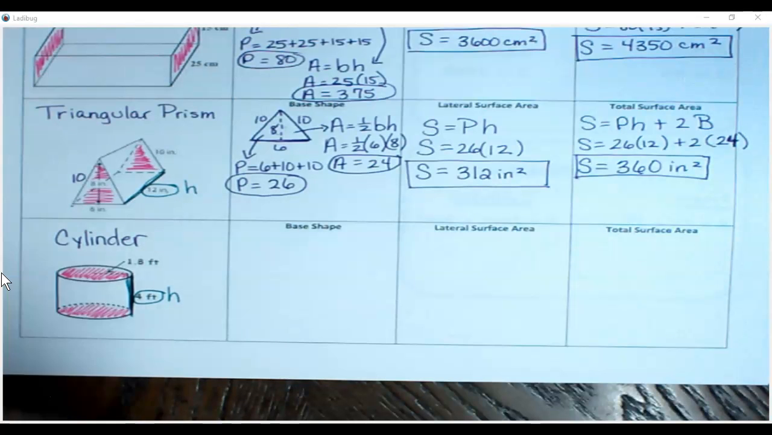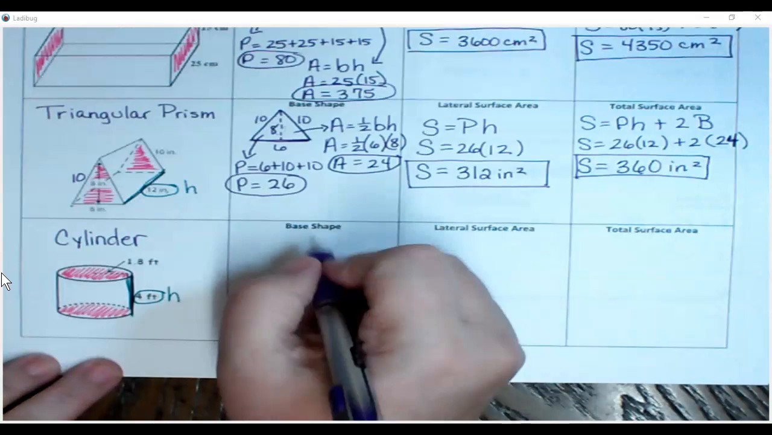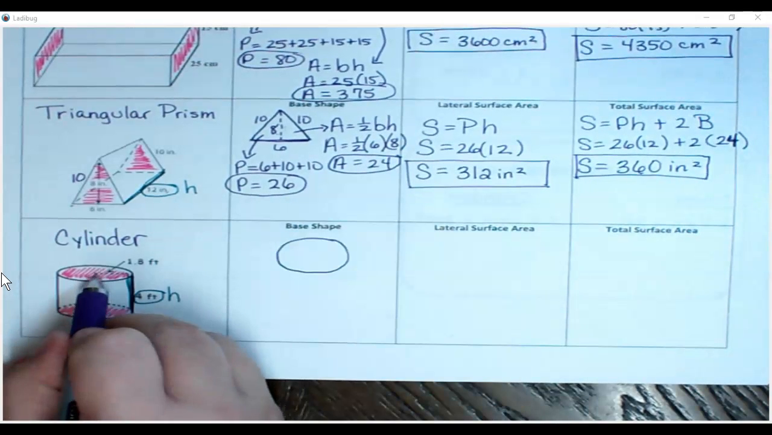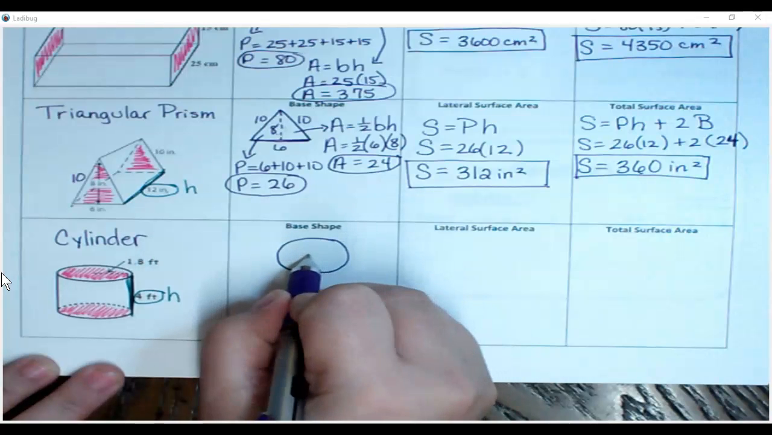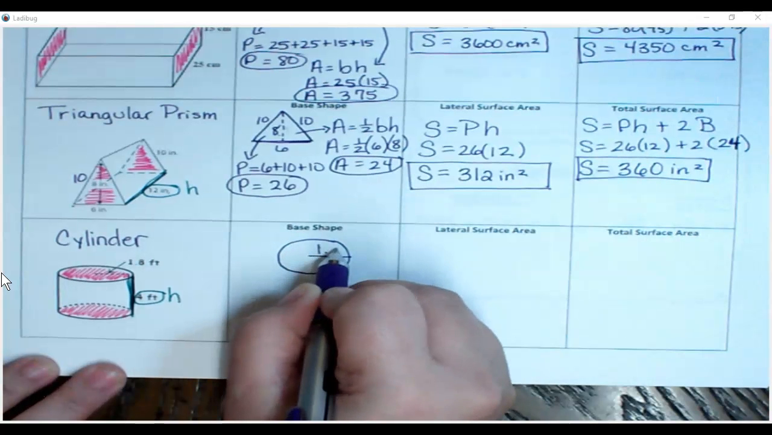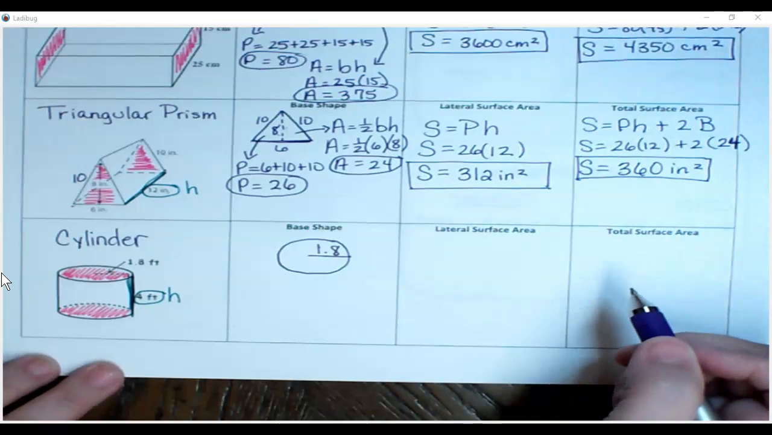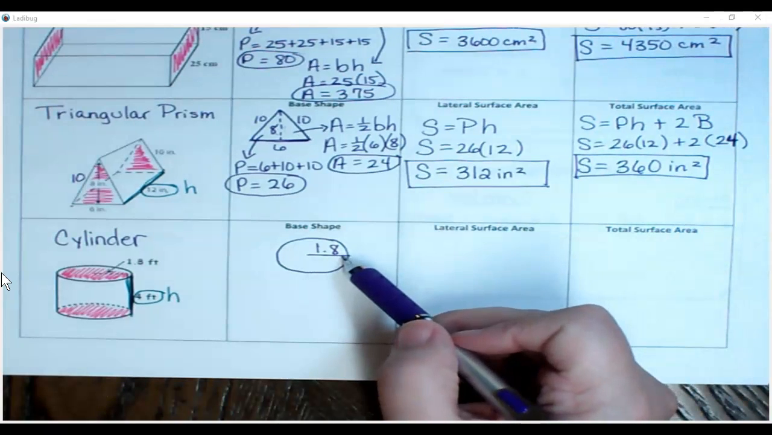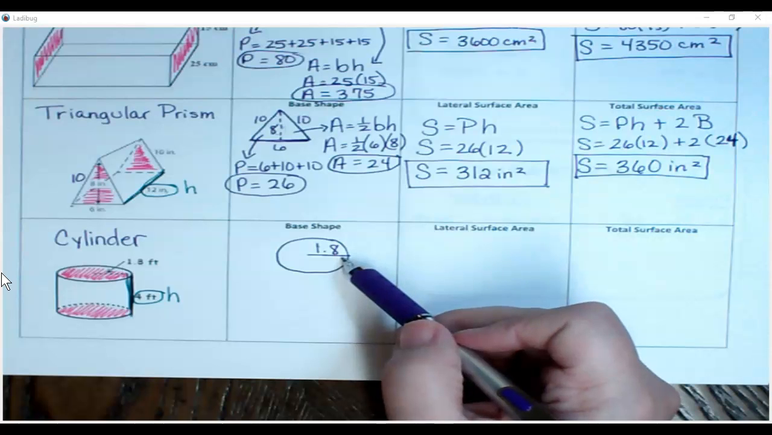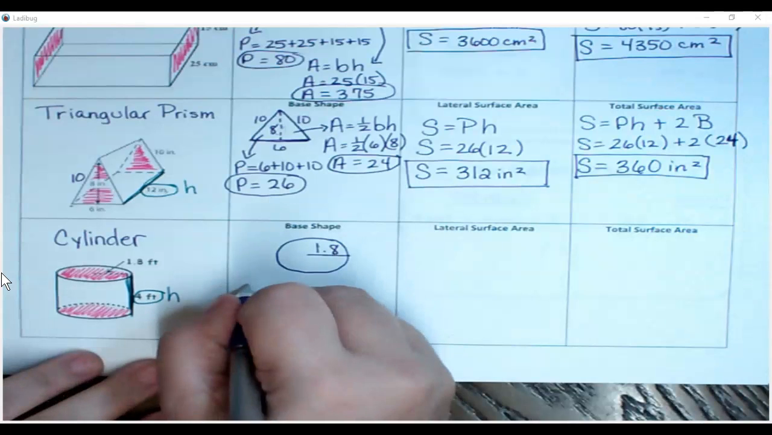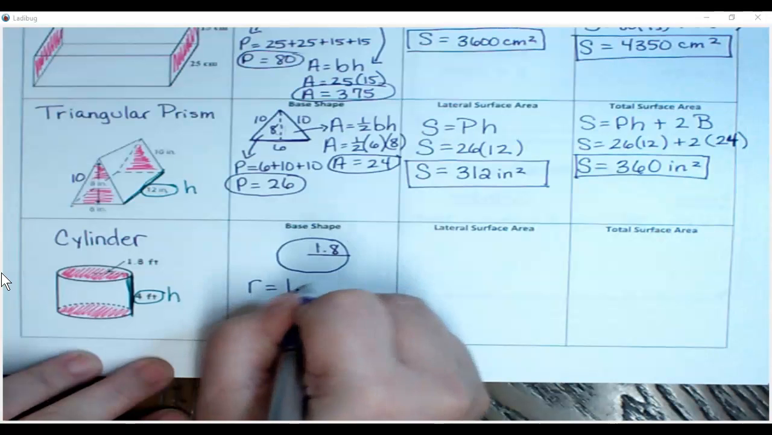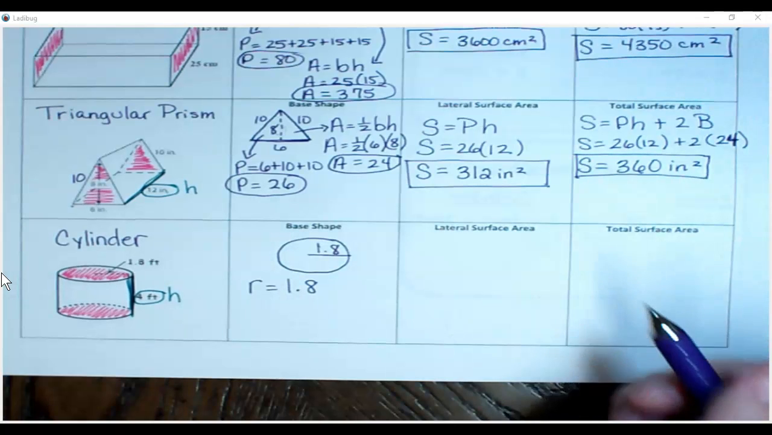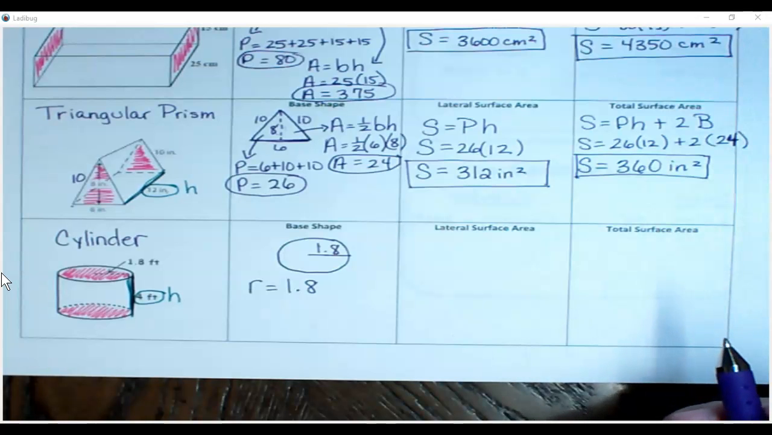So let's draw our base shape. I know the base is a circle, so we're going to draw a circle. I'm going to label this dimension that they have labeled on it, 1.8. Now you want to make sure and ask yourself, is this a radius or diameter? It is a radius. My radius is 1.8. If it was a diameter, I would have to cut that in half to find my radius. But I don't need to do that.